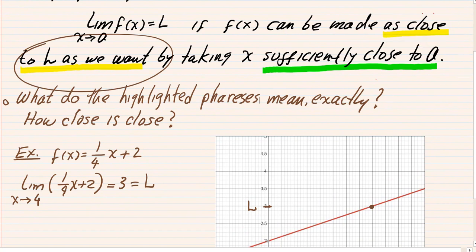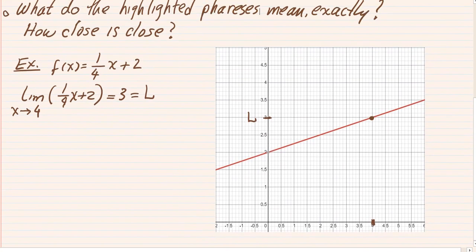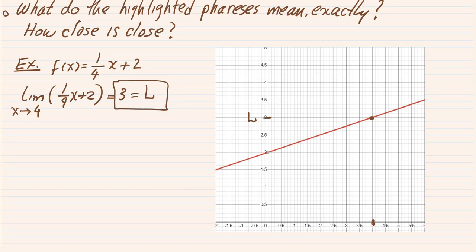So those are the two things I want to clarify for you. Suppose this is a question. The question is, let's say I want to be within half a unit of the limit. Remember, the limit is 3. We know that. That's a done deal. Now let's say I want to be within half a unit of the limit. Question: how close should I get to 4, the value on the x-axis?